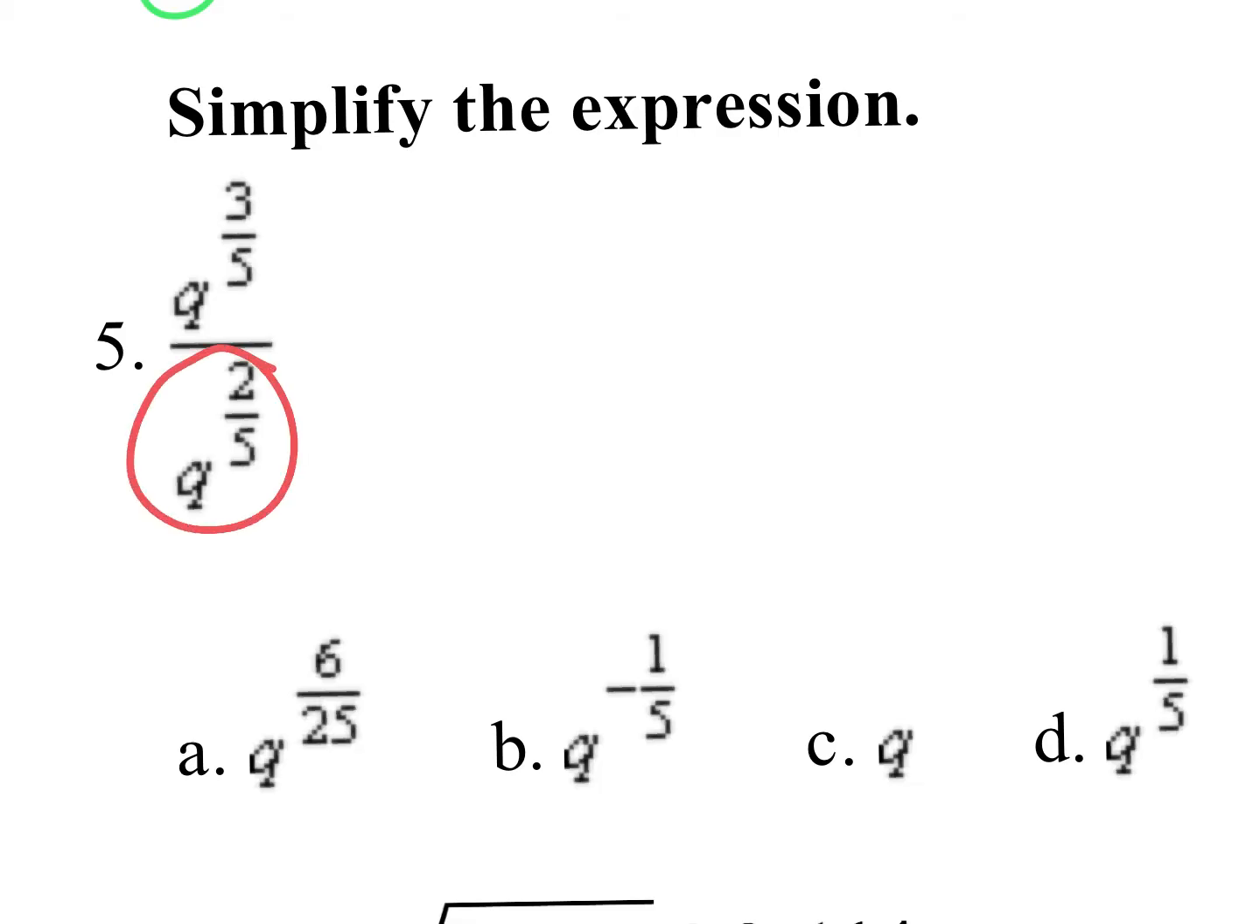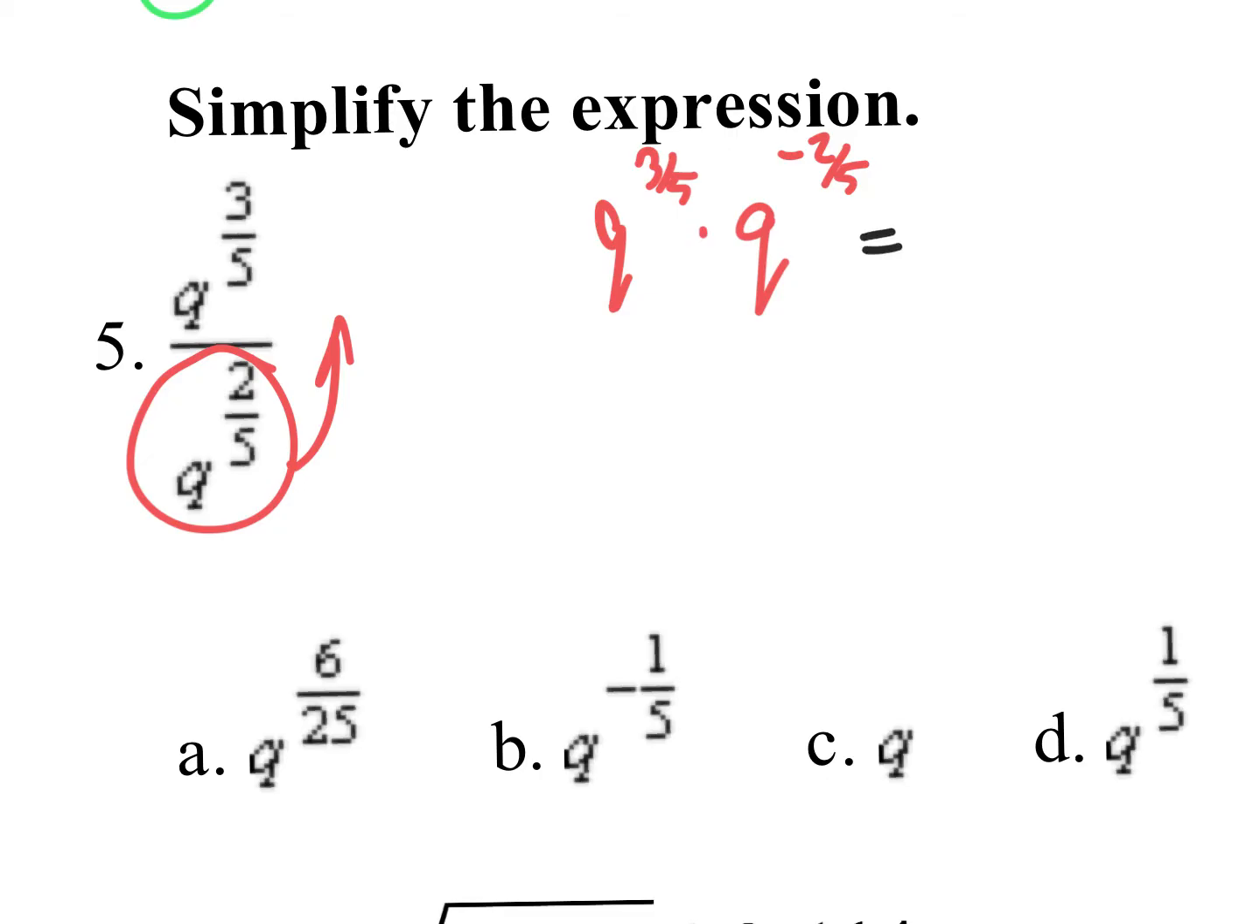You could take whatever you'd like and move it up to the other side as long as you change the sign of the exponent. So what we really have here is q to the 3/5 on the top. Q to the 3/5 times q to the negative 2/5. All right. Now, you got to remember the first rule of exponents, that when you're multiplying two terms with the same base, right, q and q, you could actually combine the exponents, right? I mean, x to the second times x to the third is x to the 5th.